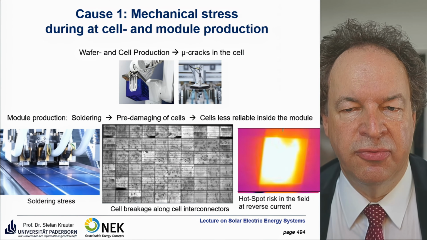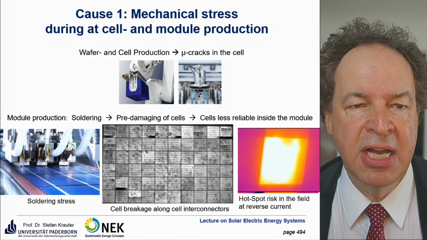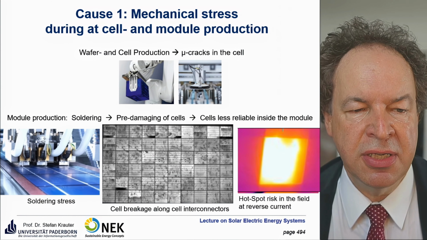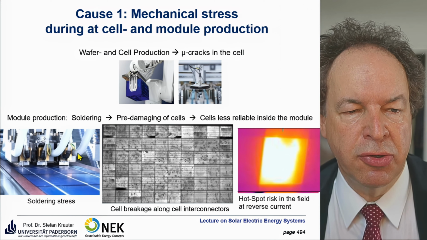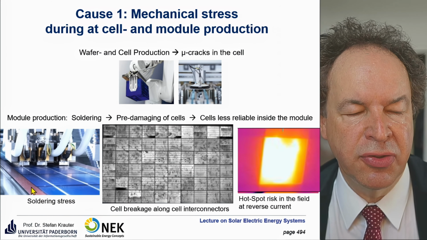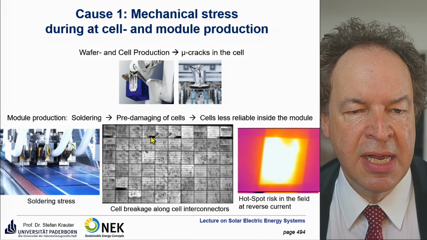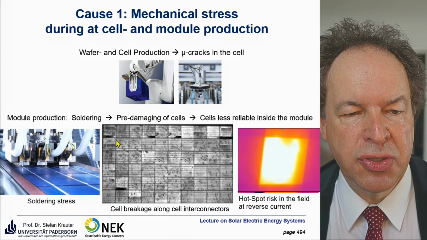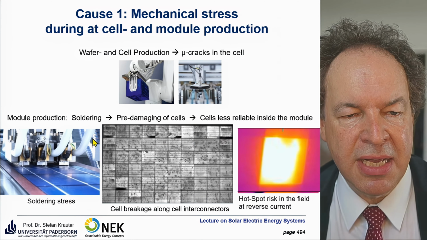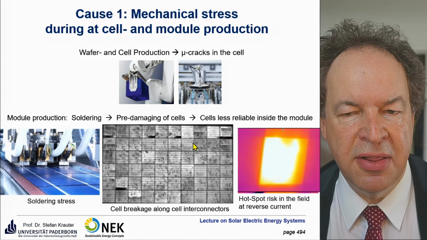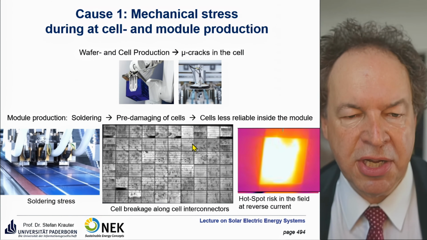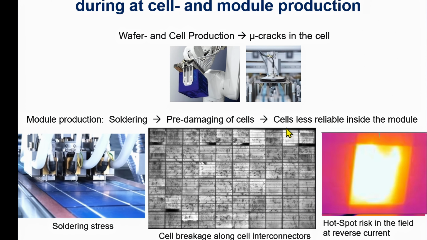Let's go for the first cause, the mechanical stress during cell and module production. As I already mentioned, there could be some stress during soldering, the interconnection of the solar cells. We see some typical issues, these repetitive black areas. This is an indicator that it happens during production. So the cells are less reliable inside the module, and they could lead to hotspots at reverse current in the field.